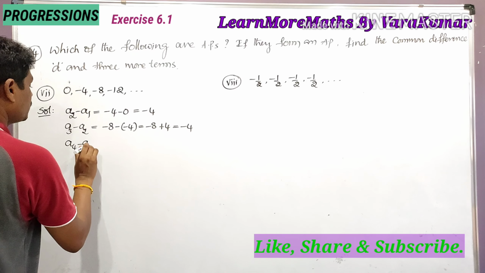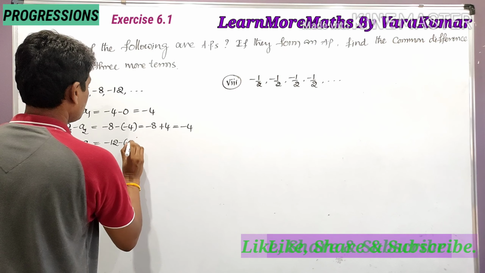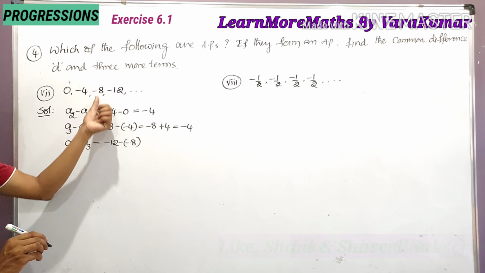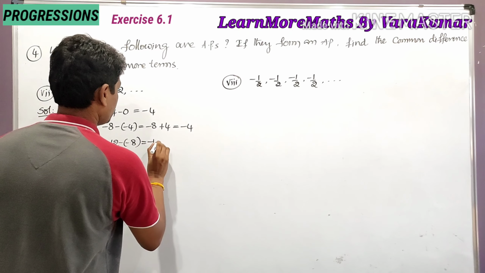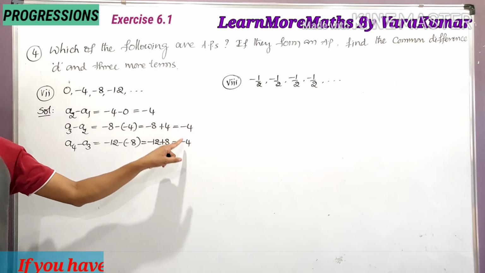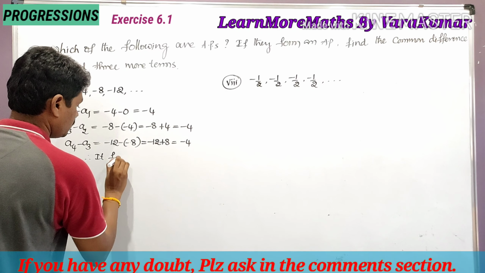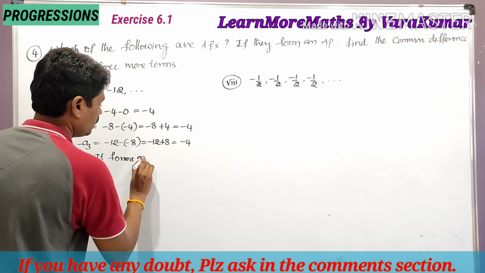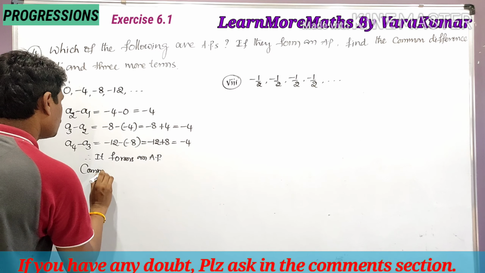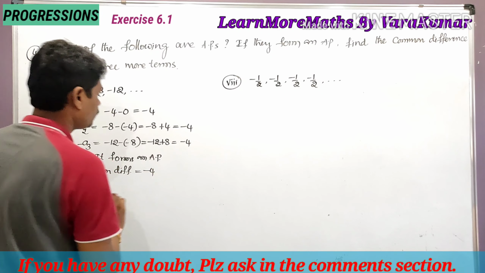So next, a4 minus a3 is equal to minus 12 minus of minus 8. Here a4 is minus 12 and a3 is minus 8. That is minus 12 plus 8, which is minus 4. So, student, the common difference is the same. Therefore, it forms an AP. So the common difference, how much, student? Common difference is equal to minus 4.